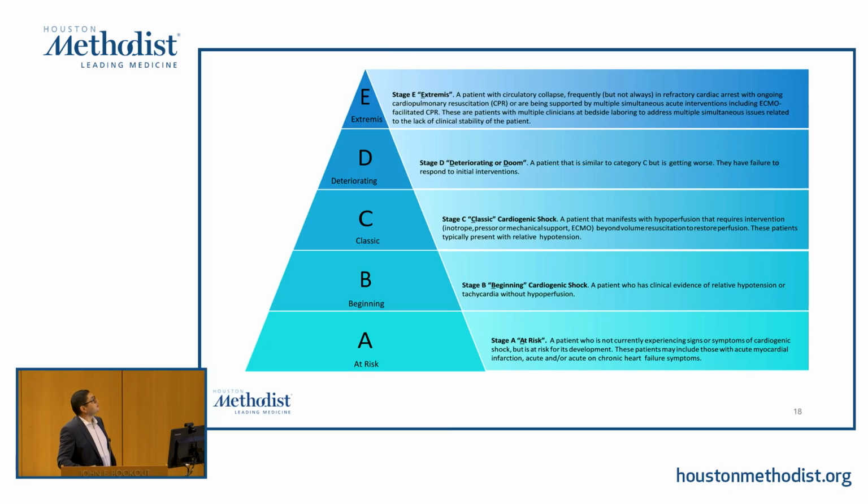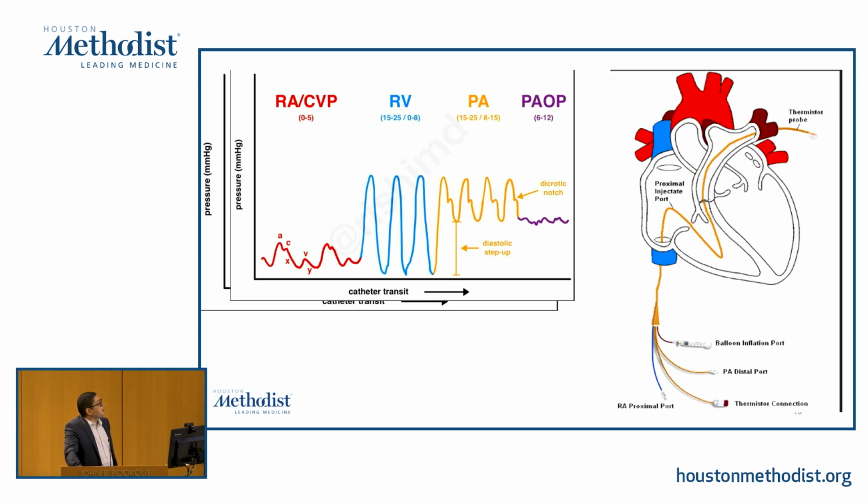So that's why the SCAI Society came up with the classification for cardiogenic shock. So basically you have 5 stages. The first stage is A, at risk, which can be anybody. And then you have the B stage, which is the beginning of cardiogenic shock. Then C, which is the classic, where the previous definition applies. And then D is deteriorating, and then E is extremis. And we're going to go over these quickly. So I'm not going to go over this. I think Hannah and Jenna already did.